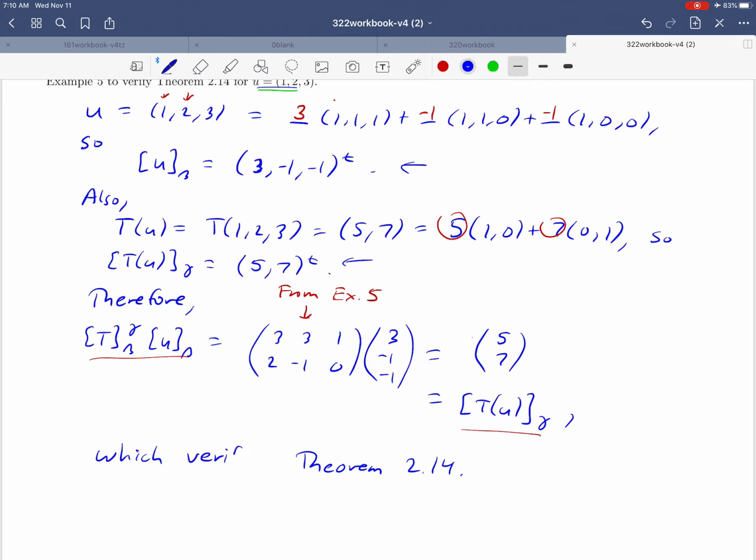I'm going to try to be a little bit neater here. So that verifies theorem 2.14, and we're done.